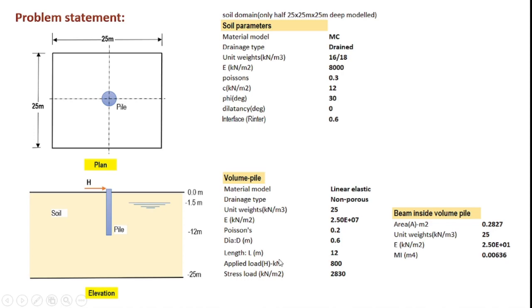So in this tutorial, we'll apply a horizontal load of 800 kN at the pile tip, and we will investigate how to obtain the variation of the bending moment and the variation of the soil resistance along the pile depth. And this applied load of 800 kN corresponds to a stress load of 2830, which is simply obtained by dividing this load by the cross-section area.